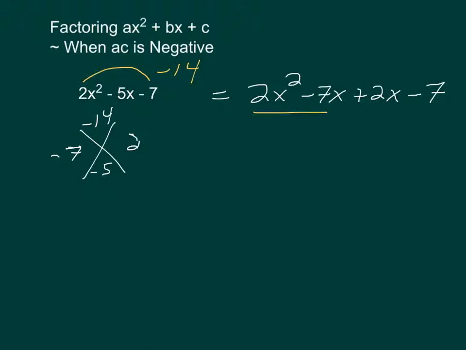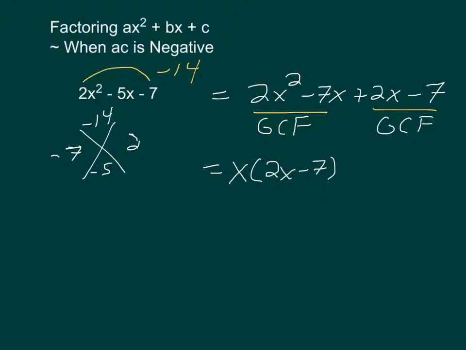Look for the greatest common factor in each of these pairs. That's what we're looking for. You don't need to write GCF every time. This is just a reminder. 2x squared and negative 7x. Well, the 2 and the negative 7 have nothing in common, but they do share an x. So I'm going to take that x out. 2x minus 7 would be left behind.